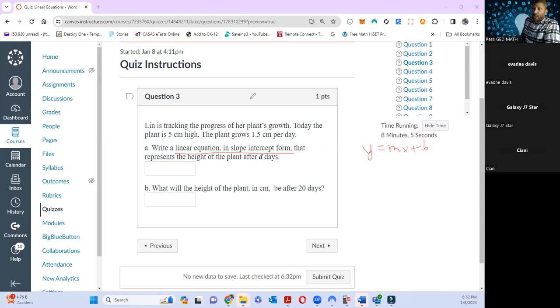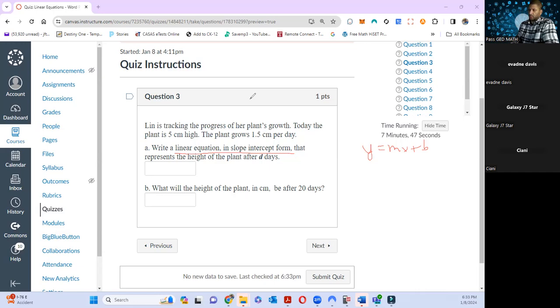How would I identify the slope and the y-intercept? So remember what I told you. You're going to identify something that's not going to change, that is a constant, and something that's variable, something that is going to change. And that's how you identify the slope and the y-intercept.